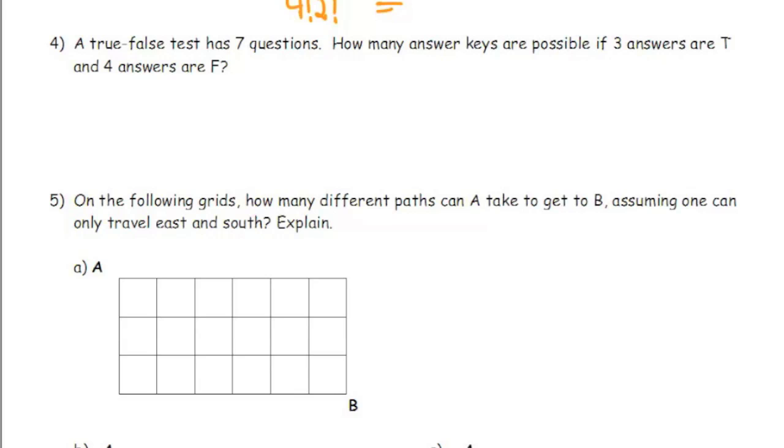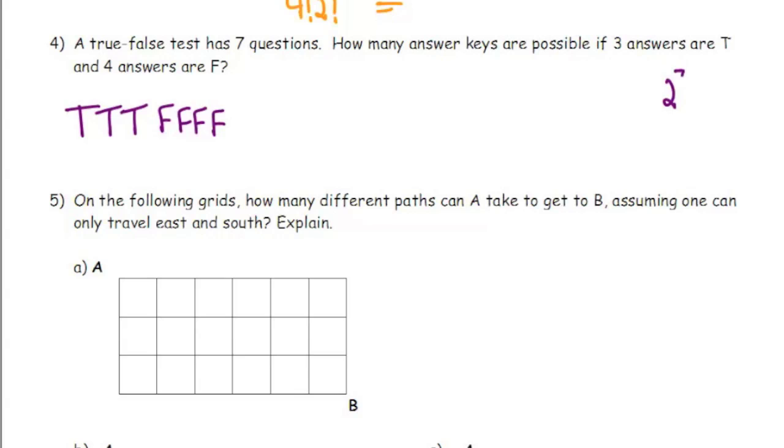Question 4 says that a true-false test has 7 questions. How many answer keys are possible if 3 answers are true and 4 answers are false? Be careful now not to do your gut instinct, which could be just, I want to know how many answer keys there possibly are. We have a very specific number we're looking for, and that's in the idea that we have 3 answers that are true and 4 answers that are false.